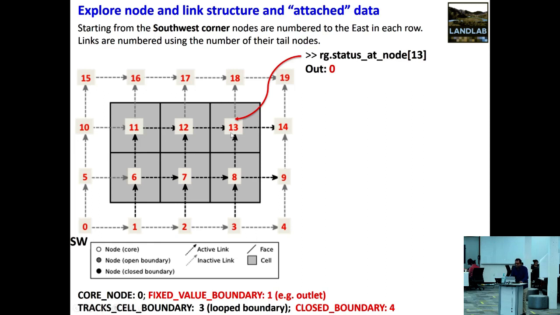Like I said, the status of the nodes that are interior are set to core nodes by default, and that's why the status of node would return a 0. Now let's look at the link IDs. The link ID number is defined by the tail and the head node.